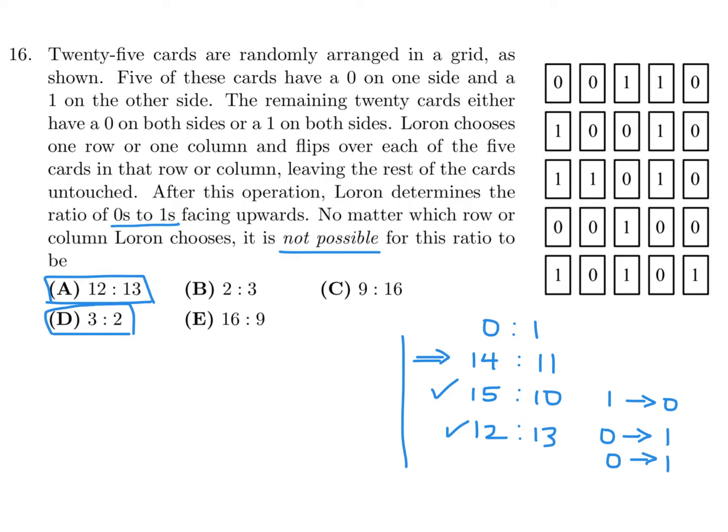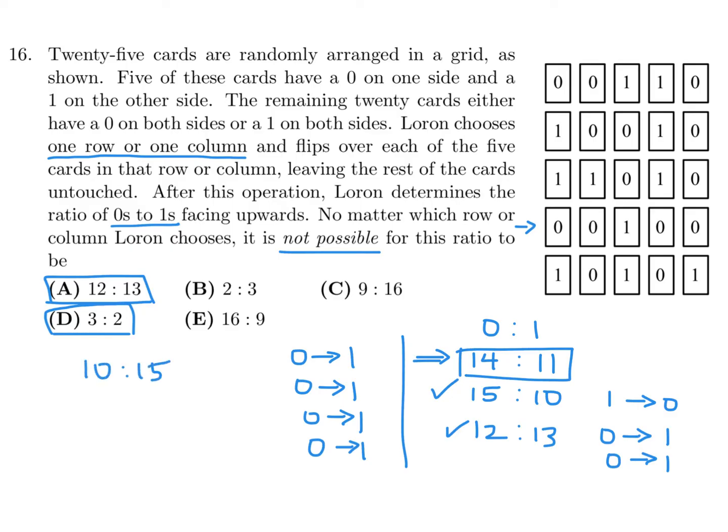Let's go back and read the question here. Laurent chooses one row or one column and flips over each of the 5 cards. Okay, I think I got it. This one has 4 zeros, right? So if we did that one, and you flipped them all over, and the 4 zeros all became 1s, which is possible, then this initial ratio of 14 and 11 would become 10 to 15. Is that right? Yeah, and 10 to 15 is 2 to 3. So that is also possible.